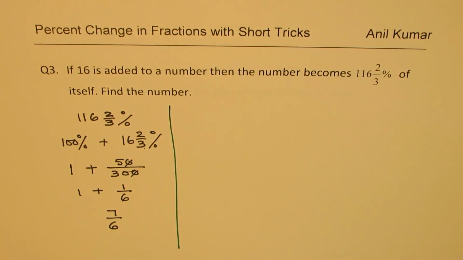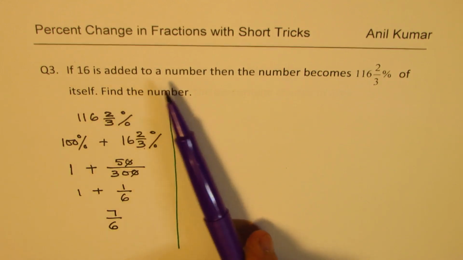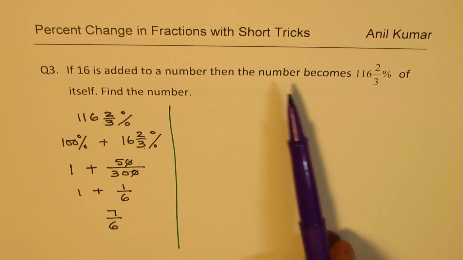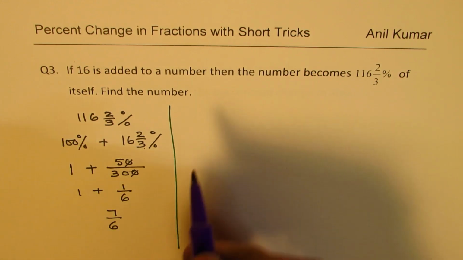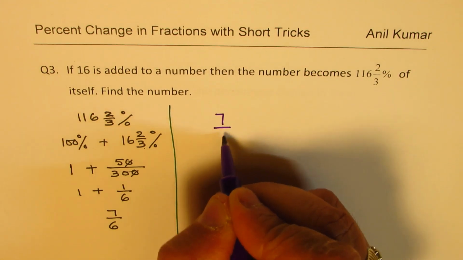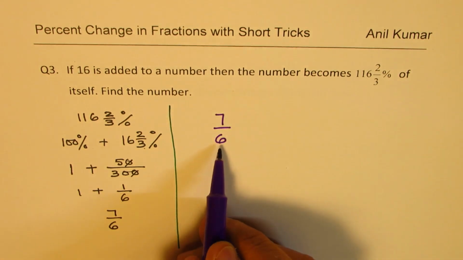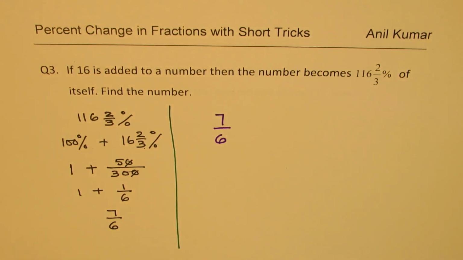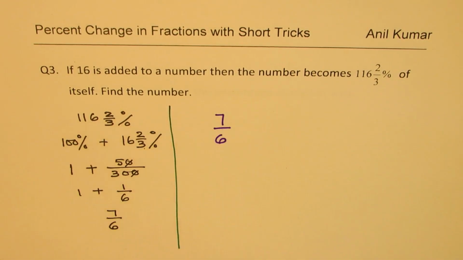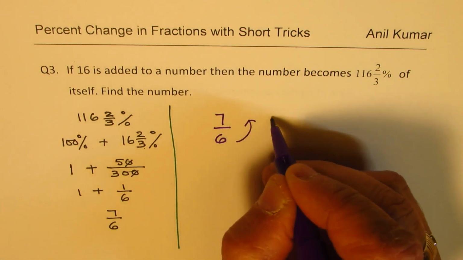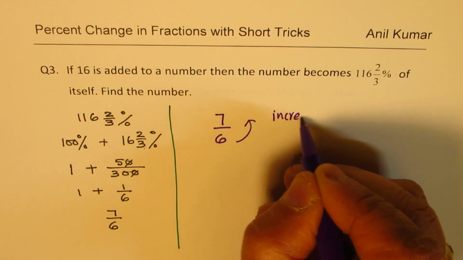Now the idea here is, if 16 is added to the number, then the number becomes that much. So what we are saying here is the fraction is 7 over 6. So the original number here is 6. It becomes 7. That is the new number. That means this number increases by 1.